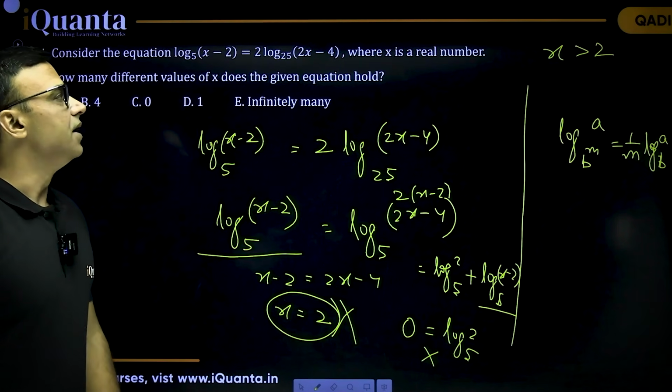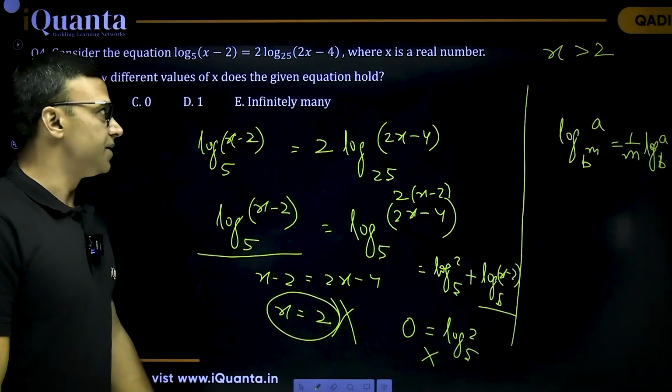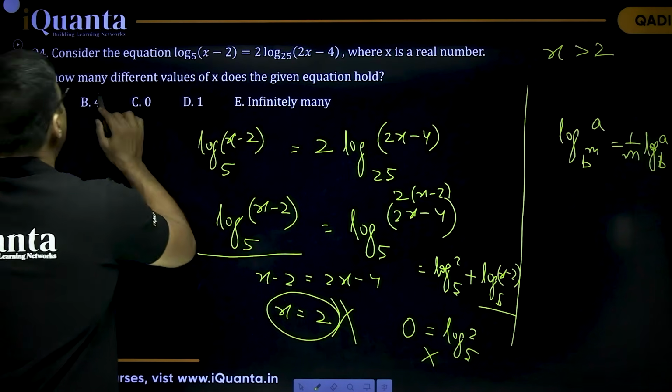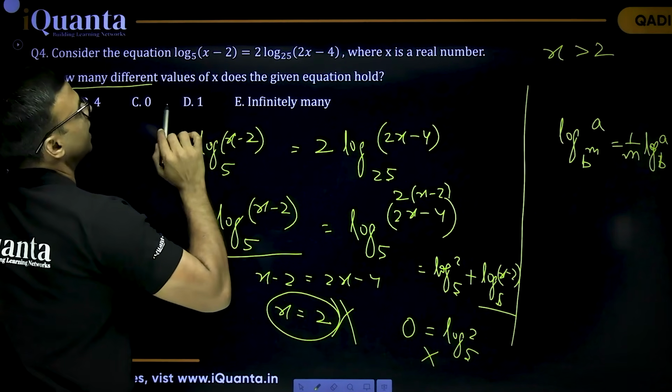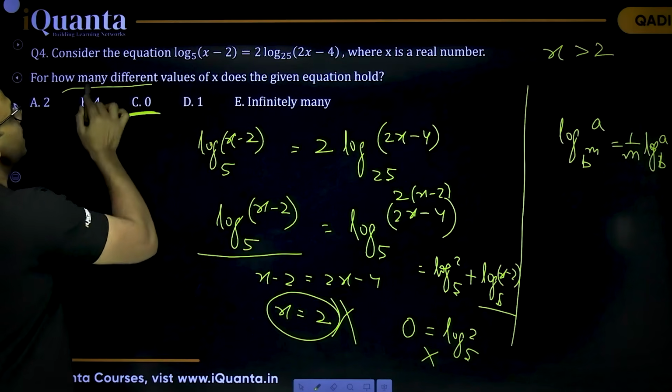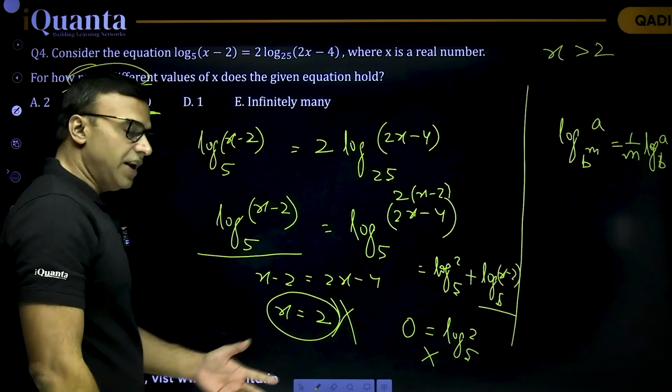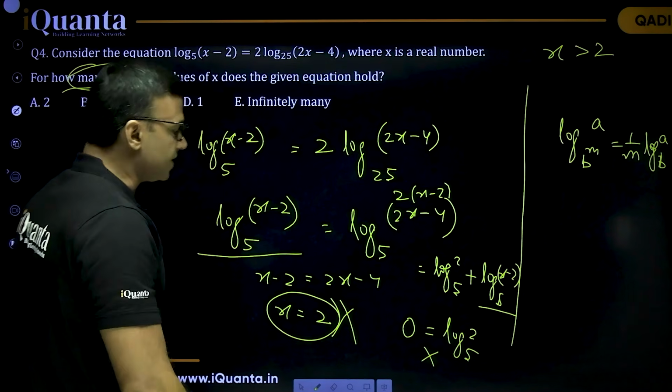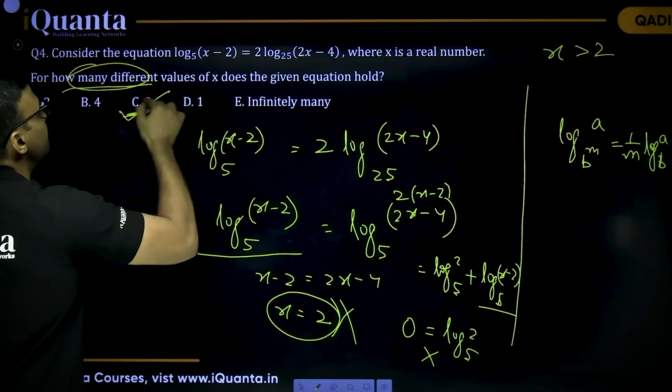What does that mean? That means no value of x is possible for this. Question is, how many different values? All right, so 0 values. Question is, how many values of x? So no value of x, right? So that means answer is option C, 0.